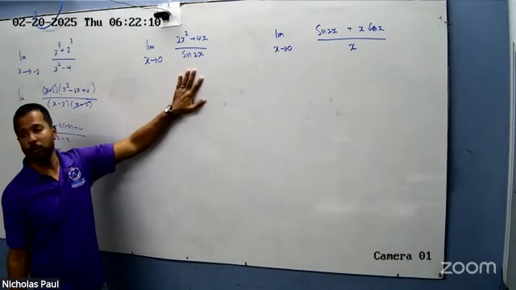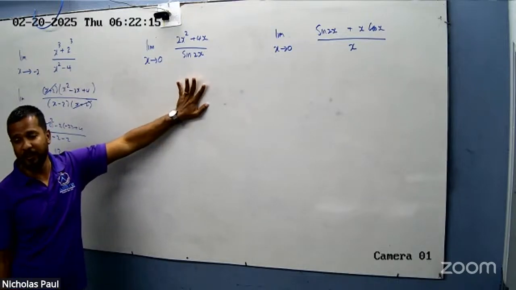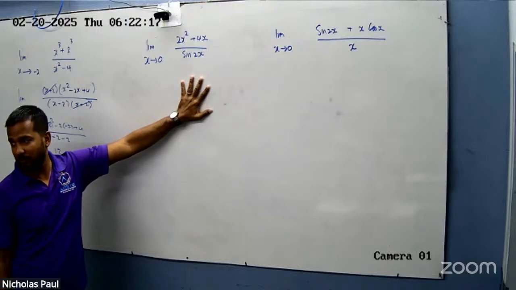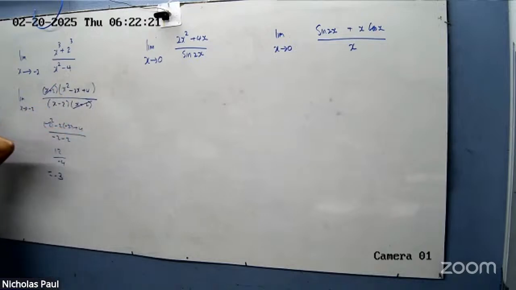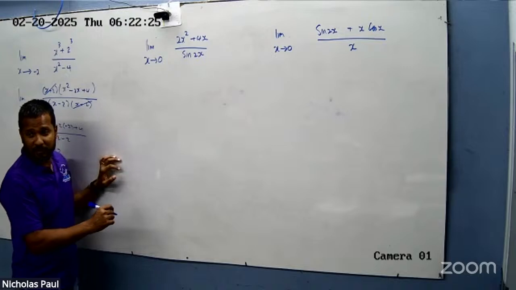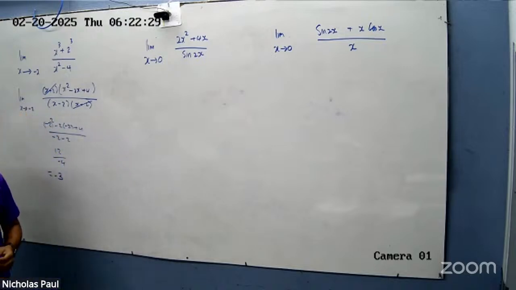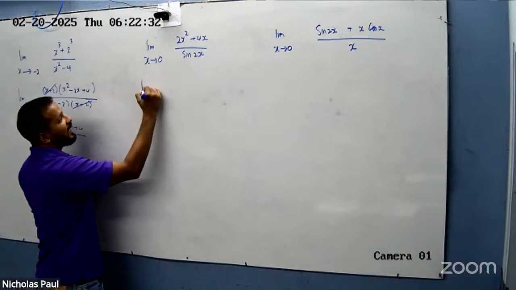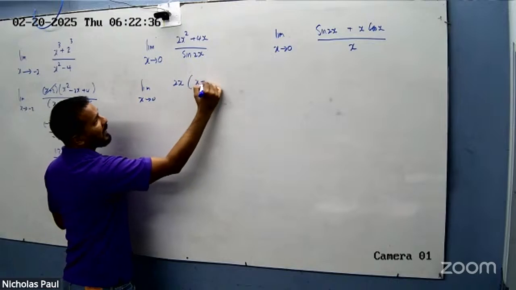Here, what can we do first? Substitute, and we get an indeterminate form. What else can we do? Factorize? I can flip it, just like factorize. So you'll get the limit as x approaches 0 of 2x by sine 2x plus 2.